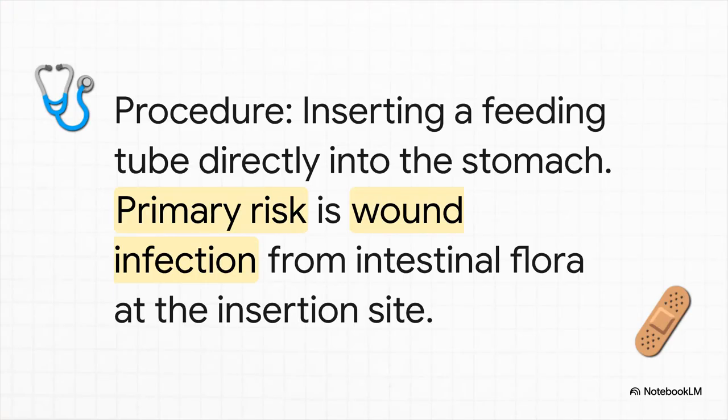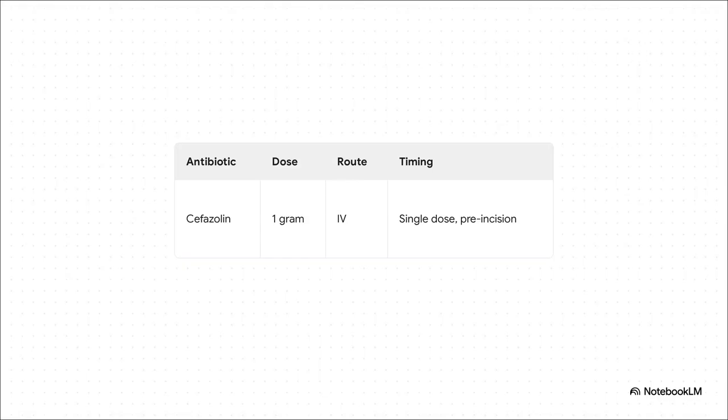All right, case number 1. A patient is coming in for a PEG placement. As we just saw, the main risk here is a wound infection right at that insertion site. And it's caused by dragging the patient's own gut flora through the abdominal wall. The protocol couldn't be clearer.